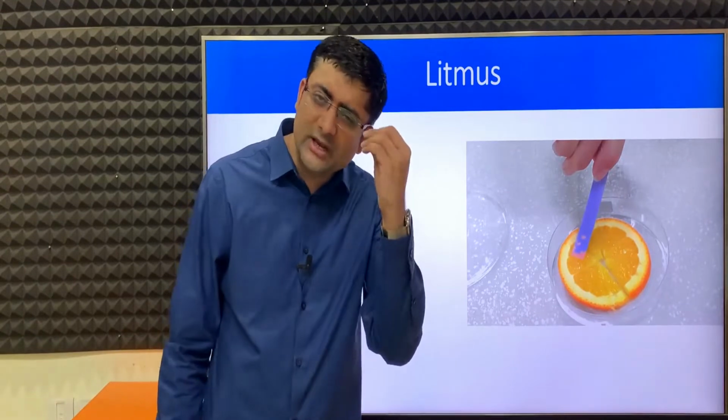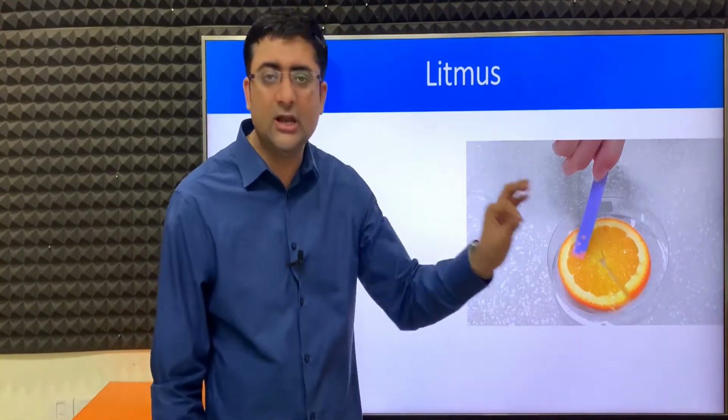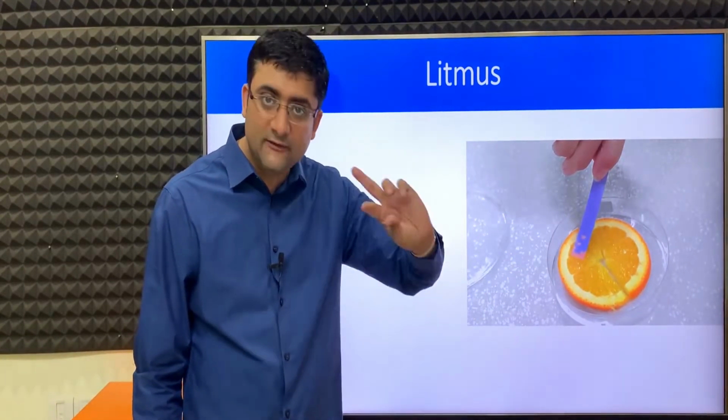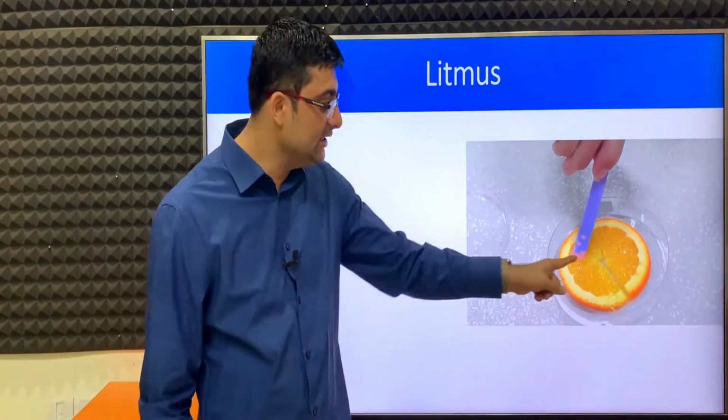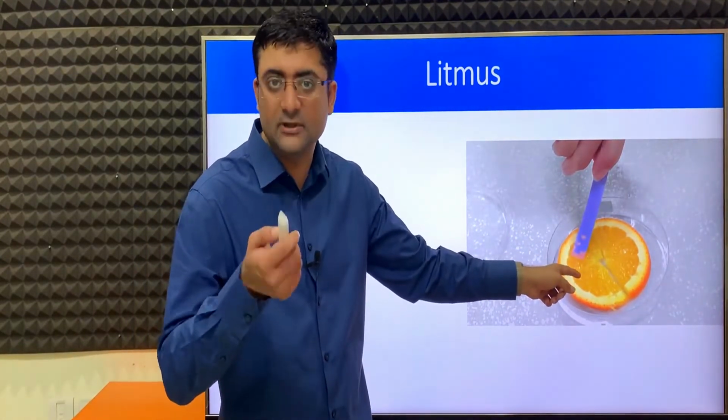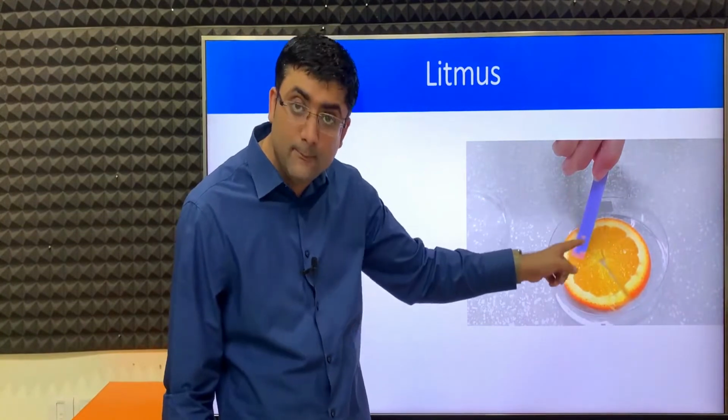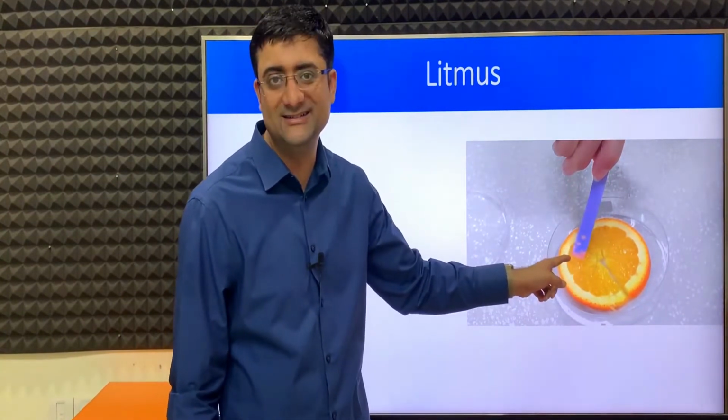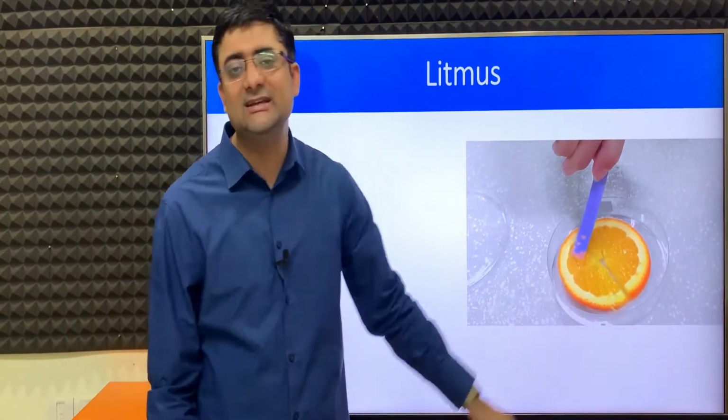Is this clear? So whenever you want to test any substance, put both the litmus papers, first the red one, then the blue one. Wherever there is a color change, you'll know what it is. Here if you put a red litmus paper, nothing will happen. It's already acidic, right? But if you put a blue litmus paper, it will turn red. Is this clear? So blue to red means it is acidic.